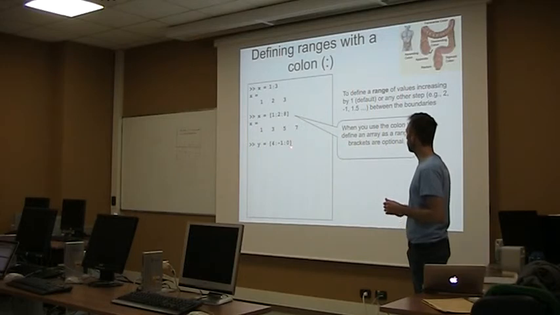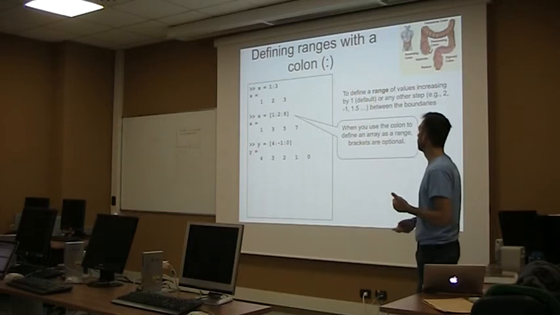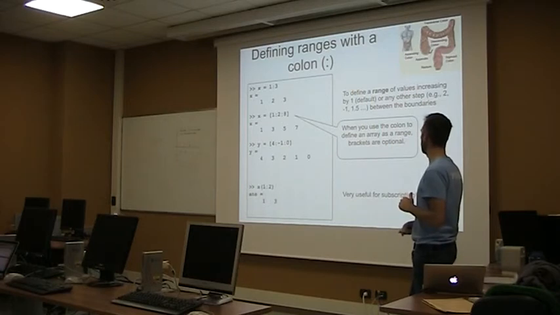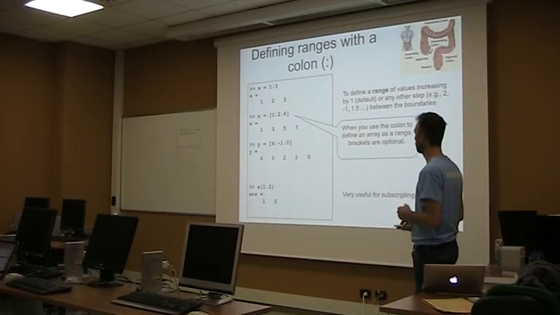You can also have the steps going into the negative. So 4 to 0 going down by -1. And obviously that is useful when you index. For example, you could access the elements 1 to 2 of x. In this case, it would be 1.